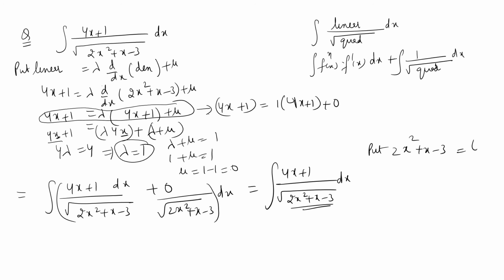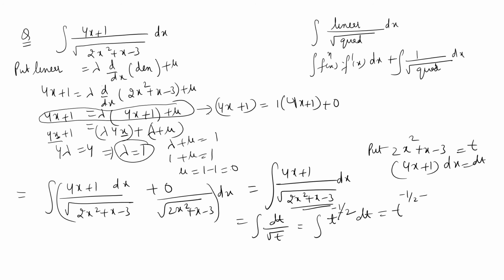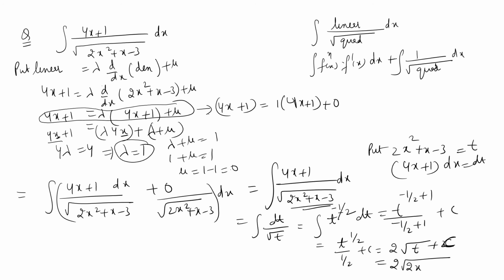So I will put 2x square plus x minus 3 as t. You get the derivative here, 4x plus 1 dx is dt. So the form is dt upon under root t, which is t raised to power minus 1 by 2 dt. So this becomes t raised to power (minus 1 by 2 plus 1) upon (minus 1 by 2 plus 1) plus c. So this is t half upon half plus c, which is 2 under root t plus c, which is 2 times under root (2x square plus x minus 3) plus c.